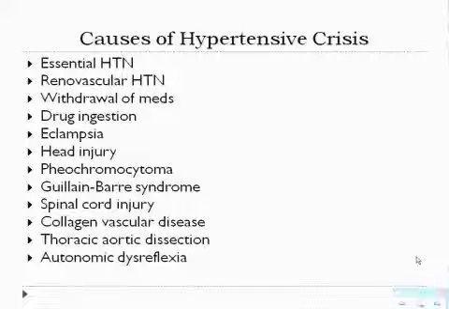Pheochromocytoma, which is an adrenal tumor, will cause this. Guillain-Barré syndrome will sometimes cause this, although it's pretty rare. Spinal cord injury, it's a delayed action, which is the autonomic dysfunction problem, which we'll talk about in a little bit, and that is autonomic dysreflexia that will cause the issue.